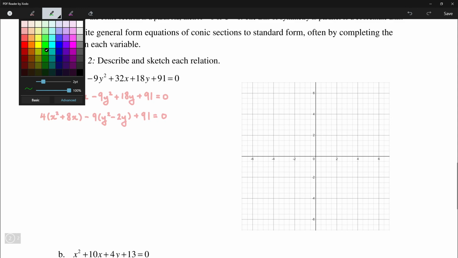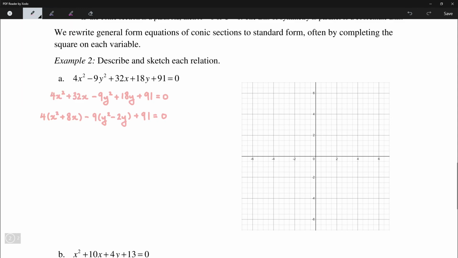Okay. Next, we are going to divide the coefficient in front of the x by 2, so we get 4, and then we'll square it and add it to the terms inside the parentheses. And we'll do the same thing with the y squared as well. So 2 divided by 2 is 1. 1 squared, of course, is still 1. Let's add it here, plus 1. And then plus 91.